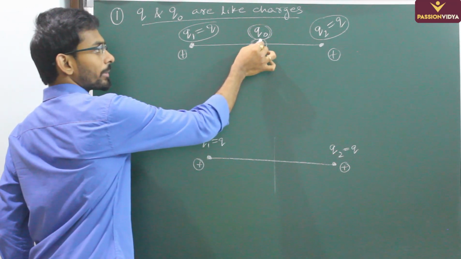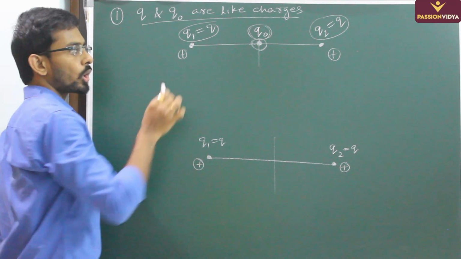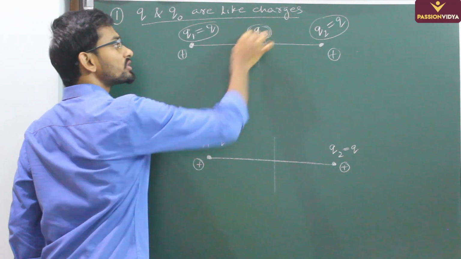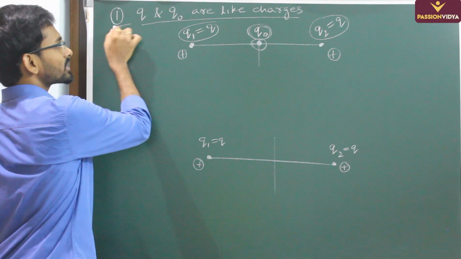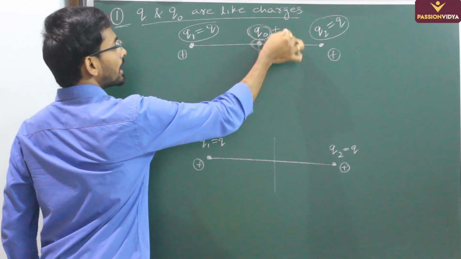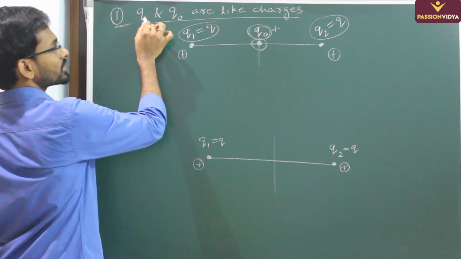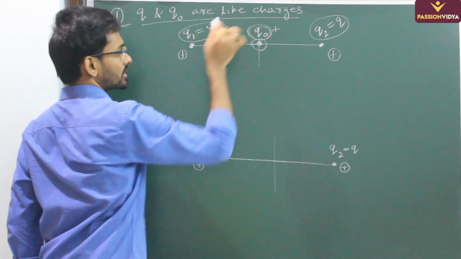Now what kind of equilibrium is this? That depends on the nature of this charge. So first case, let us consider this also to be a like charge. So first case, q and q naught are like charges.